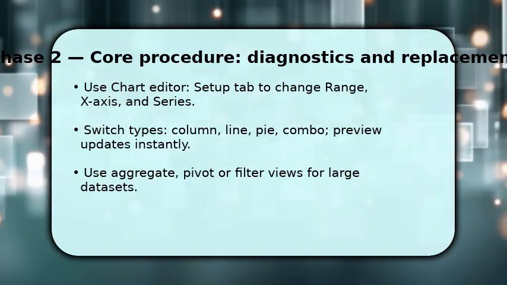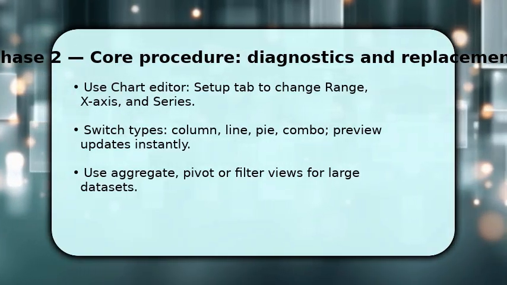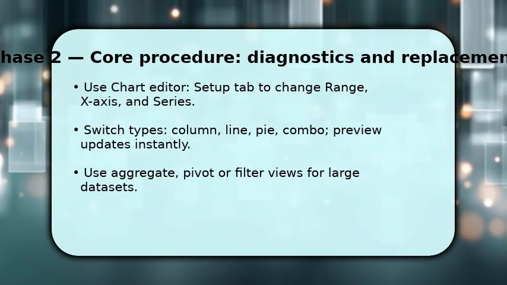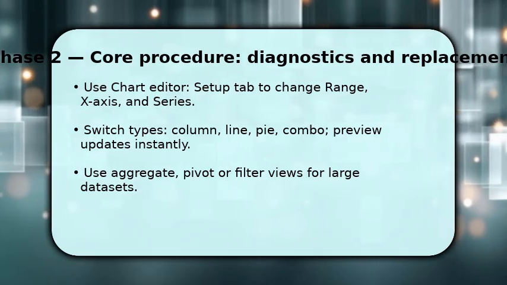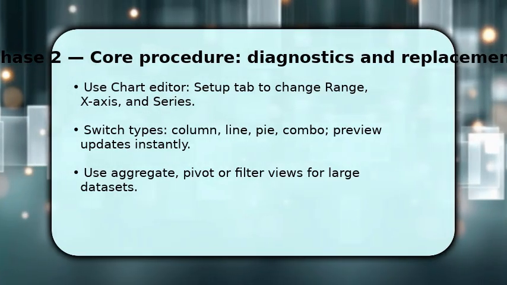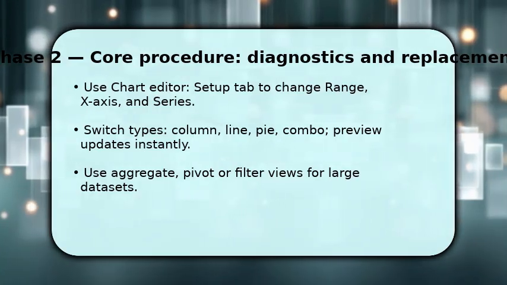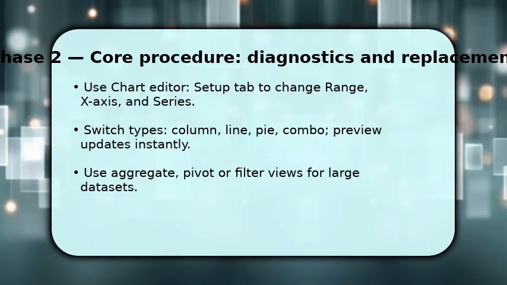For trends, use line, for comparisons, use column, for parts of a whole, use pie. Make sure to preview changes. If data looks off, check for text in numeric cells or hidden rows. Once the setup matches your intent, move to Customization for styling.